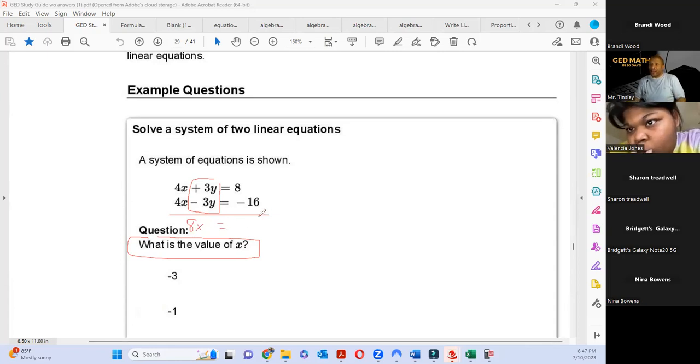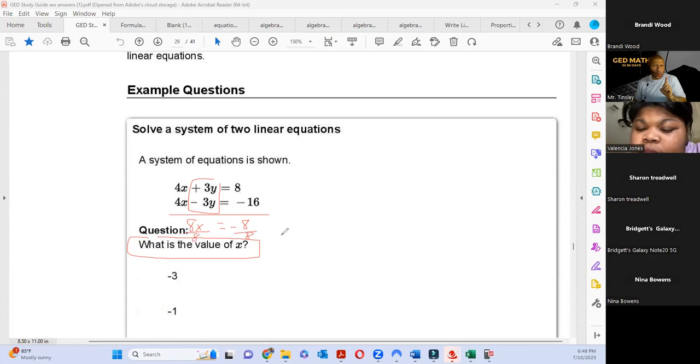Equal. What's 8 minus 16? 8. What kind of 8? Negative 8. In order to solve for x, what do I need to do? Divide. Divide by what? 8. Whatever I do on one side, I do on the other.